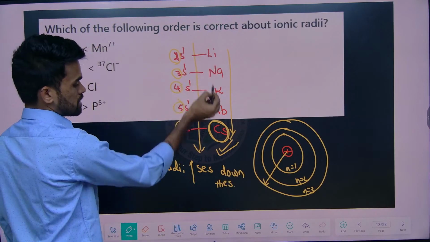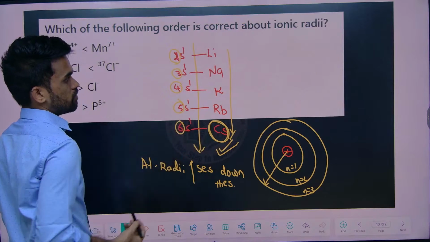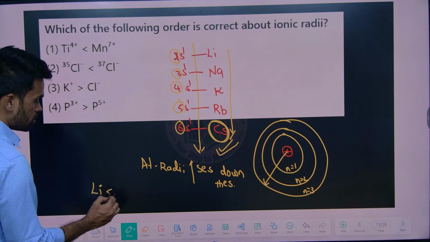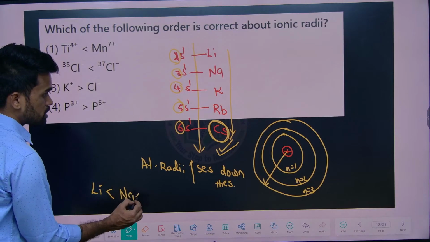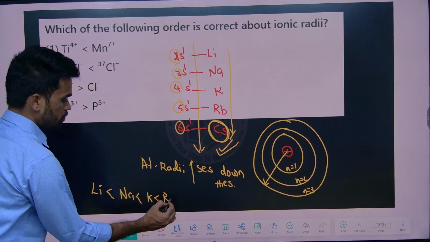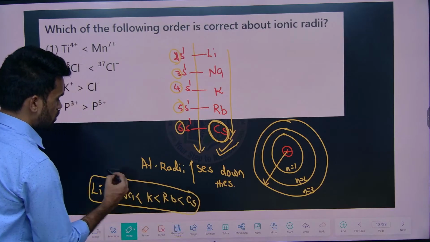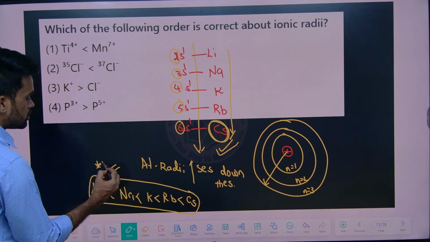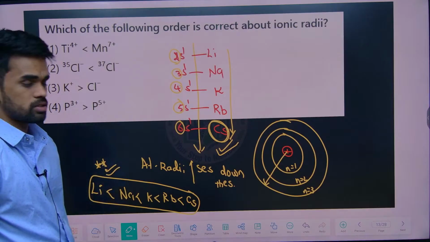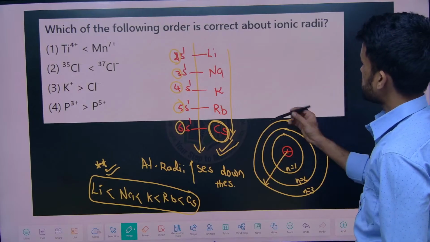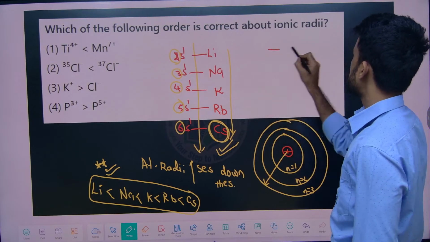Now tell me, what is the size order for these elements? Lithium should be smaller, the next sodium, then potassium, rubidium, cesium. Like this you can understand. This is the atomic size order. Okay, then next. Now what about the elements that are arranged like this?